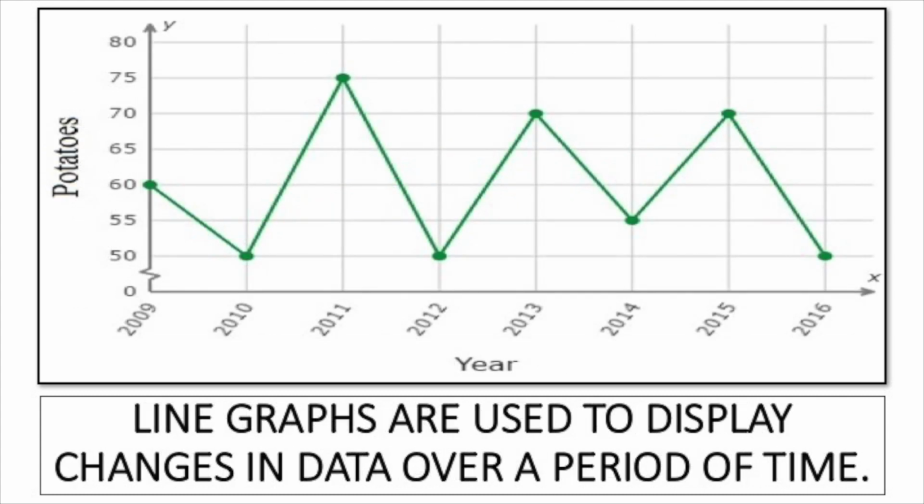Line graphs are used to display changes in data over a period of time. So remember, the period of time can change, but the horizontal axes will always be the time period. We can use days, weeks, months, or years, even hours if it's a daily line graph. The important thing to remember: vertical axes is numbers and horizontal axes is time periods.